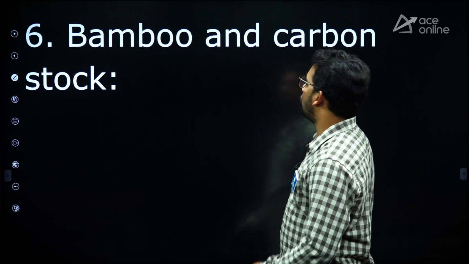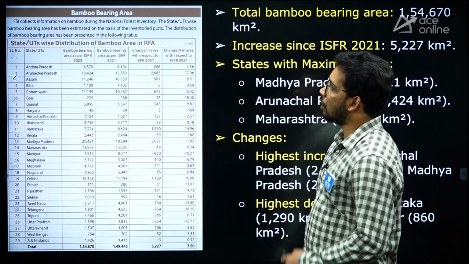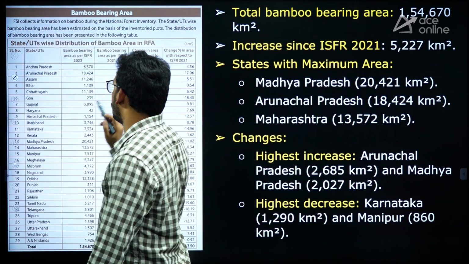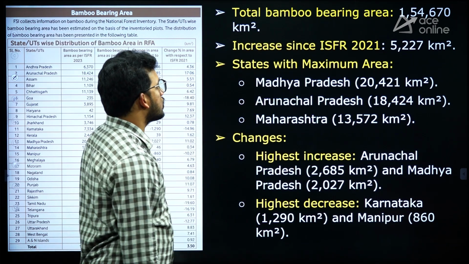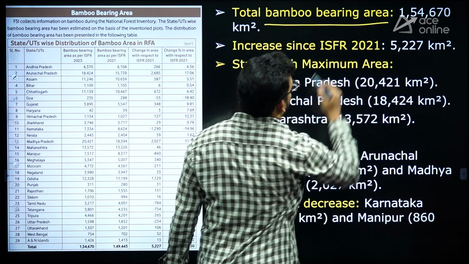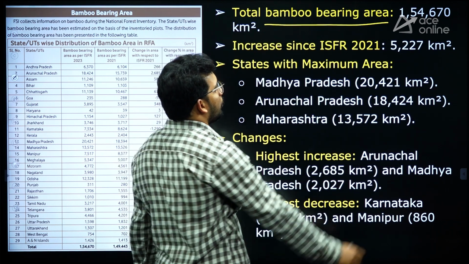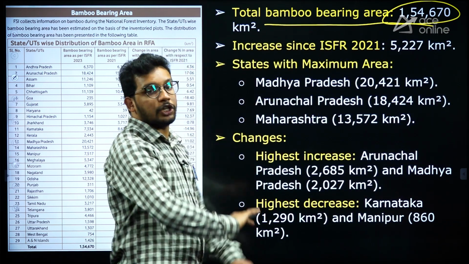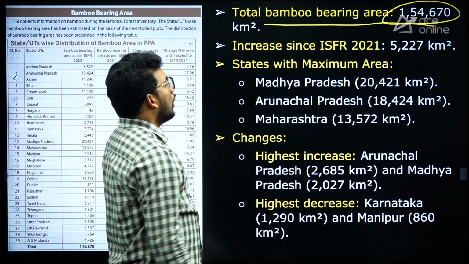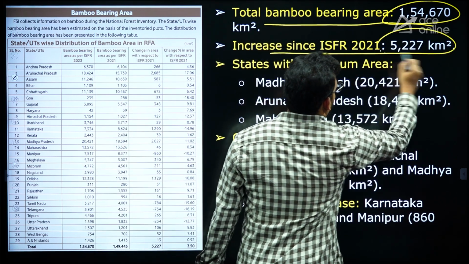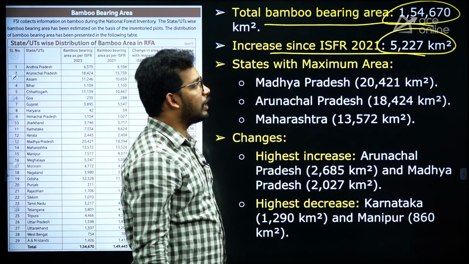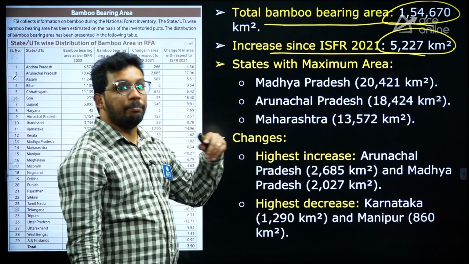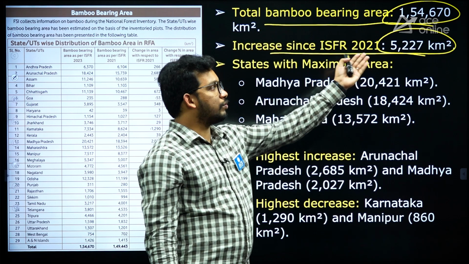Then finally we have bamboo and carbon stock. So let's see, these are the bamboo areas. So I am summarizing here for you in terms of points. The total bamboo cover in India is, in terms of square kilometer, 1,54,670. This is the total bamboo area. And increase since 2021 is 5,227 square kilometers. So we have increased our bamboo area compared to 2021. How much?